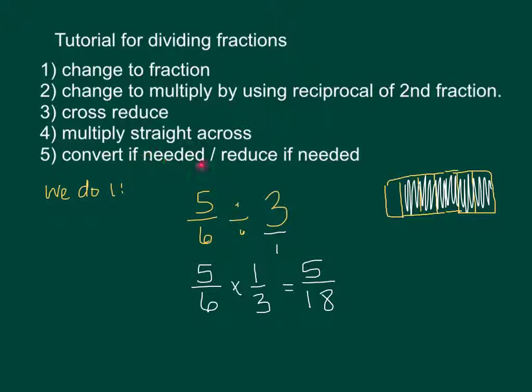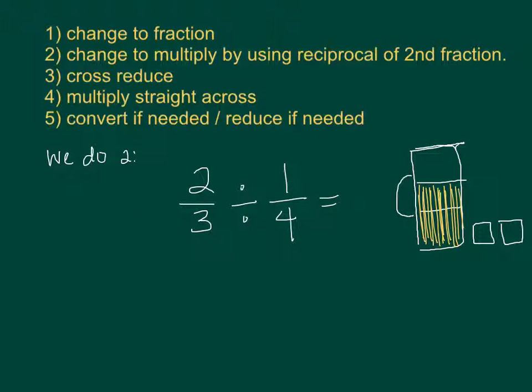Check this last step. Convert if you need to. This is a proper snowman. It's a proper fraction, so we don't need to convert it. It's just fine. But also check for reduction. Is there a number that divides evenly into both of those? There's not. So now that I know that, I can say my final answer is 5/18. Each of myself and my 2 other friends, we're going to get 5/18 of a full candy bar if we share that 3 ways.